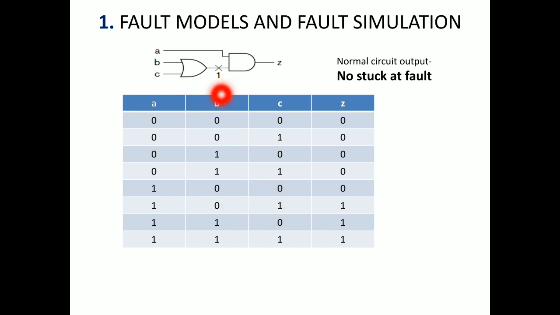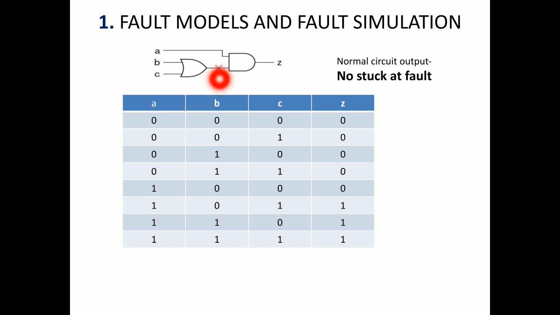Also when the A input is 1, it depends on the other inputs. Here the other input is nothing but the output of the OR gate. For 0 1, the output is 1, so 1 1, the output is 1. For 1 1 0, Z will be 1. For 1 1 1, the output will be 1. This is the scenario where there is no stuck-at fault. We are just considering the normal circuit operation of the OR gate.